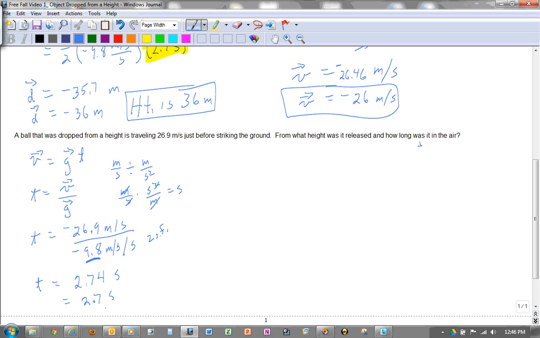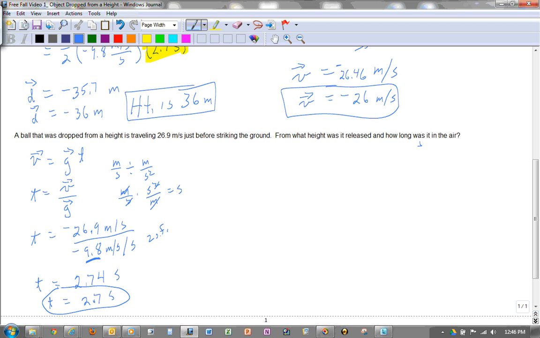Sometimes on a test I'll tell you to use 9.80 or 9.81 for the acceleration due to gravity, and the only difference in working the problems that way is you have to consider your number of significant figures. So that is my time.